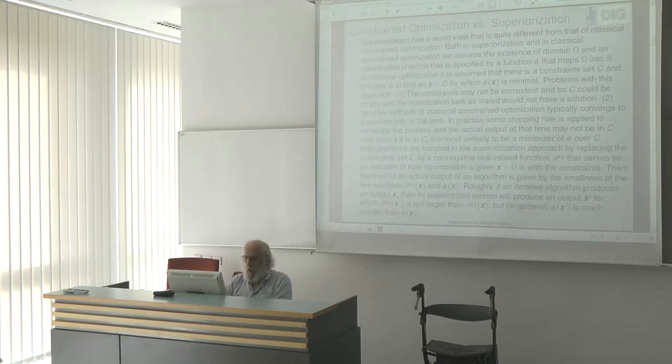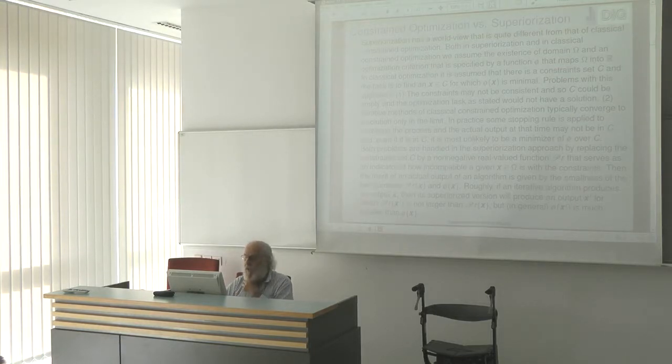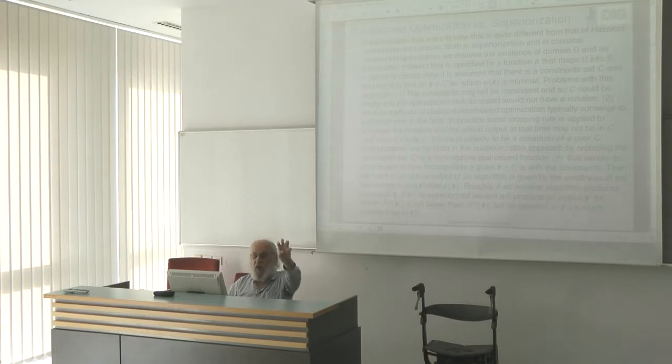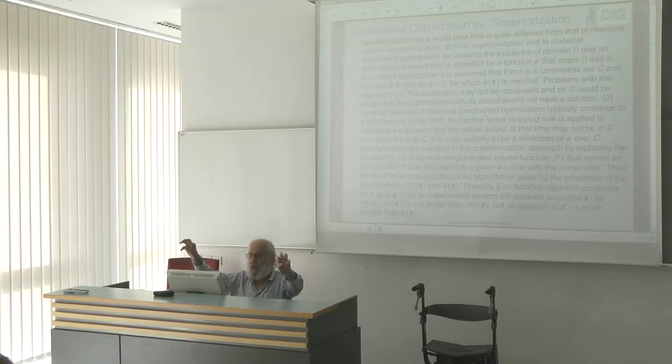Now comes the problem with classical optimization. In classical optimization, it is assumed that there is a constraint set C, and the task is to find an element x in C for which phi of x is minimum. That is the classical formulation of constraint optimization. Constraint set C, find an x in C for which the function that you're optimizing assumes the minimum value.